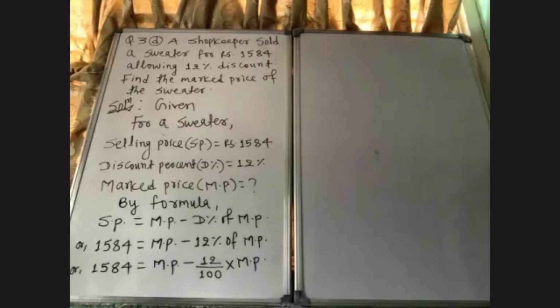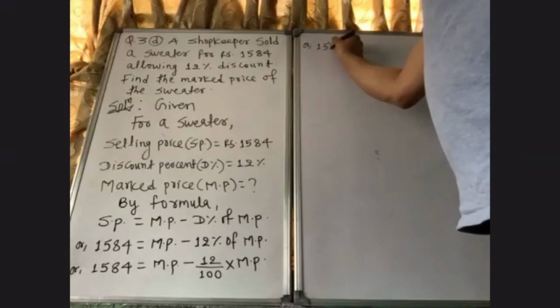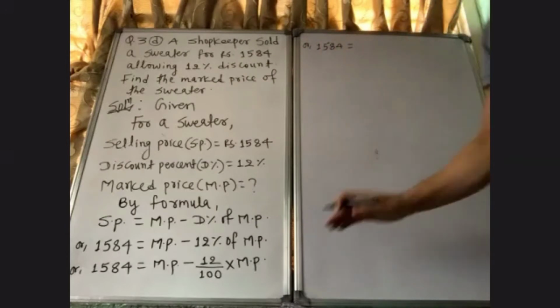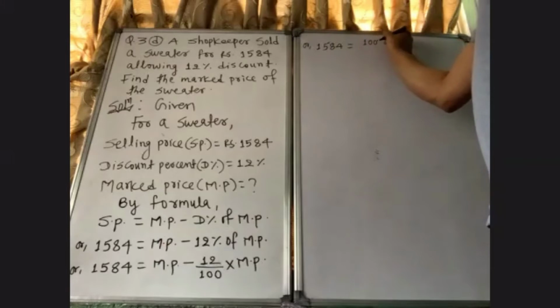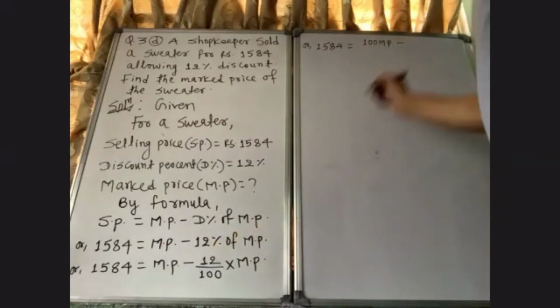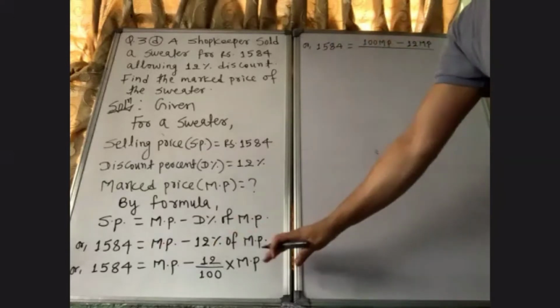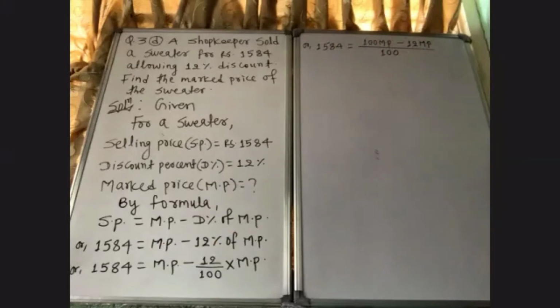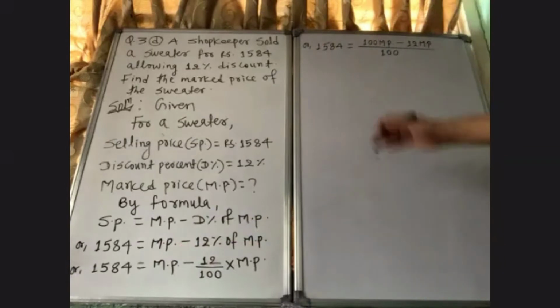Now we have to take the LCM here. So 1584 is equal to, if we take LCM here, 100 into MP is 100 MP, then minus 12 into MP is 12 MP, divided by LCM, which will be 100. So on the right hand side, 100 will be the LCM.